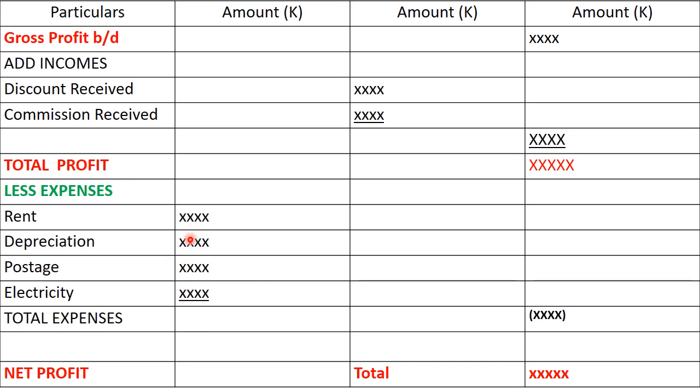So once you list all the expenses, you get the total expenses. So these total expenses must be subtracted from the total profit. Okay, so when you subtract the total expenses from the total profit, you get the net profit. It means the job is done.